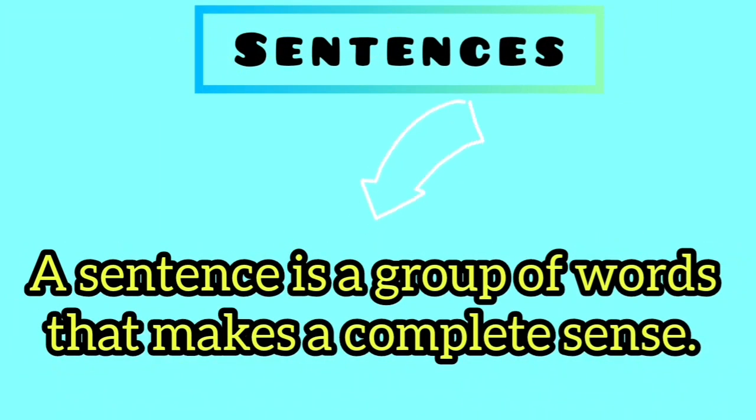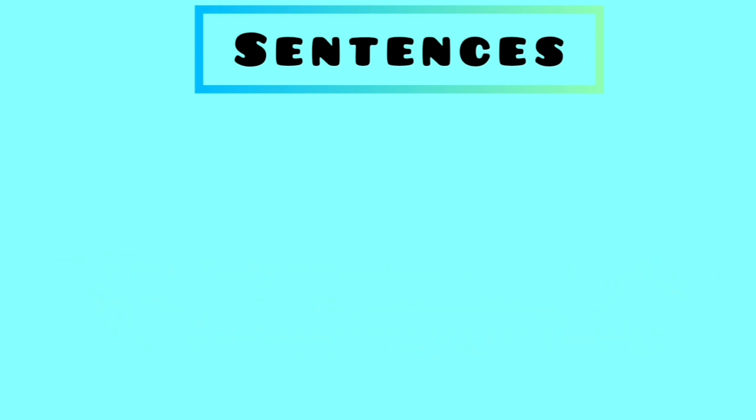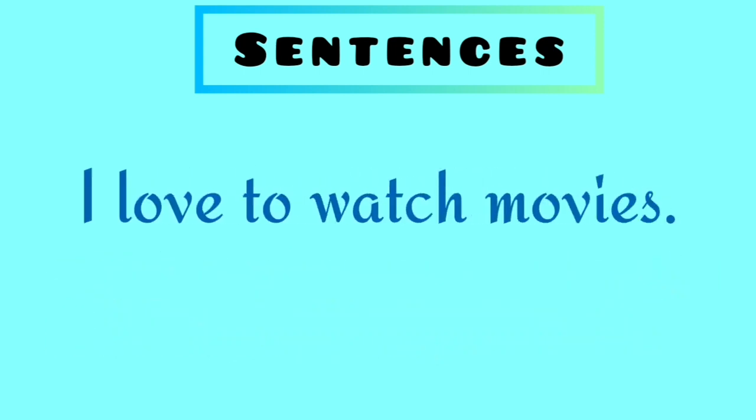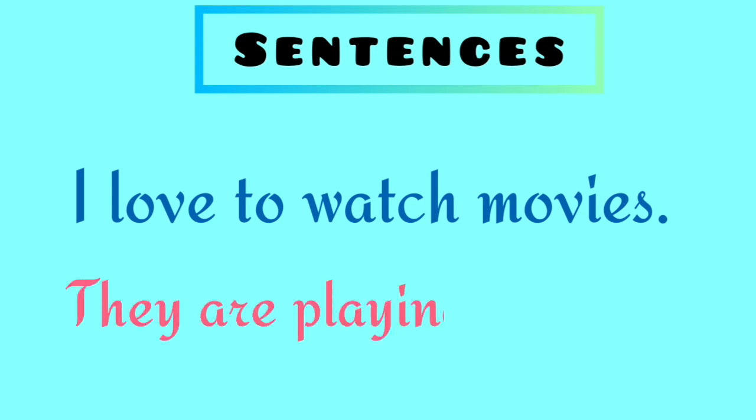So in my last video I explained the definition. Let us recall that a sentence is a group of words that makes a complete sense. Sentence ke ho, sentence group of words ho that makes a complete sense. For example, I love to watch movies. They are playing football. This group of words which I have just said is a sentence. Why? Because it is giving a complete sense.